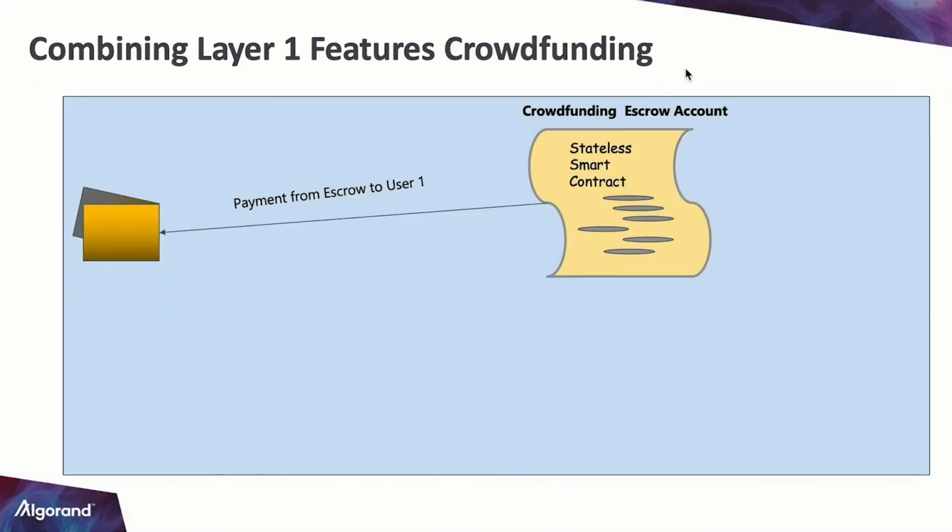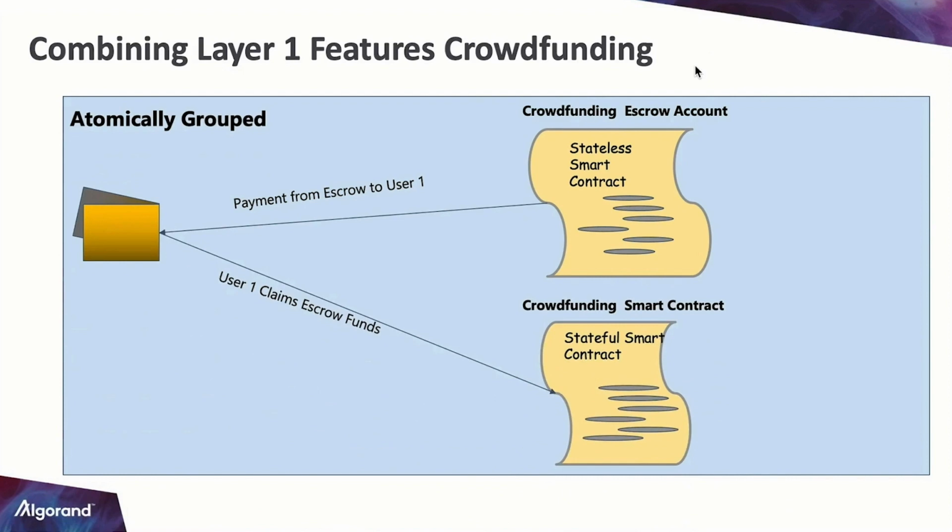Crowdfunding is another popular solution for blockchain, and I think this is really becoming the de facto standard for crowdfunding scenarios. You have a crowdfunding escrow account with a stateless smart contract, going to a payment for a user. Once again, these are all atomically grouped. Then user one claims the escrow funds once the fundraising goal has been met. The smart contract would be a stateful one that might determine that down below, and a stateless one up on top.